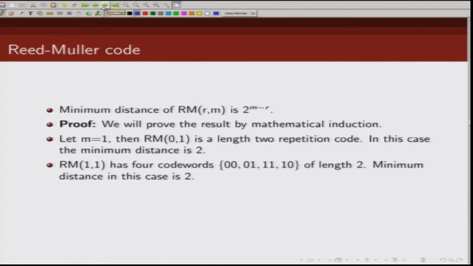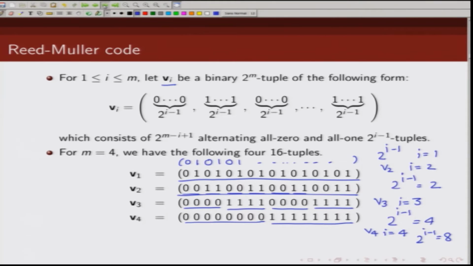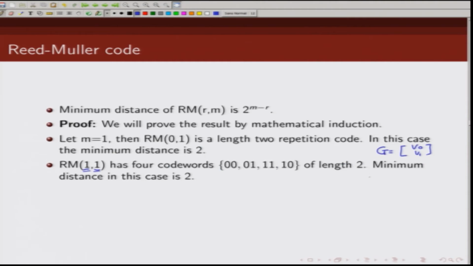Now, let us see if it holds true also for m equal to 1 and r equal to 1. Now, if m equal to 1 and r equal to 1, then the length of the code word is again 2. So, G will consist of V0 and V1. And what is my V0 and V1? V1 is 0 1 and V0 is 1 1. So, this is length 2. So, G is 1 1 and 0 1. So, this will be my generator matrix. Now, this will generate the following code words of length 2, and what is the minimum distance between these codes? That is 1. You can say the minimum weight of non-zero code word is 1. So, minimum distance in this case is 1.